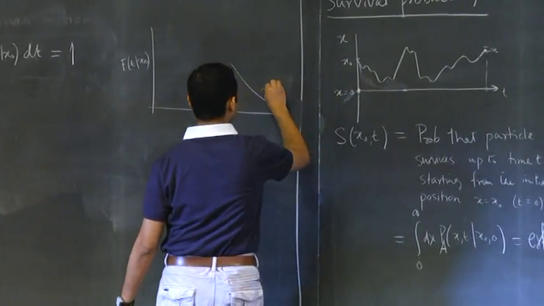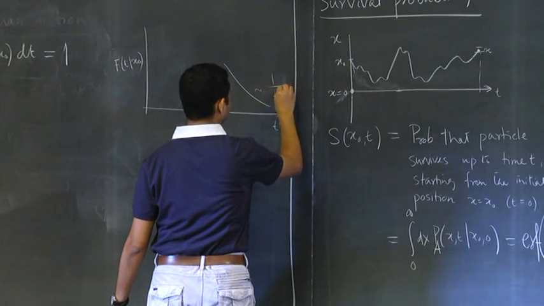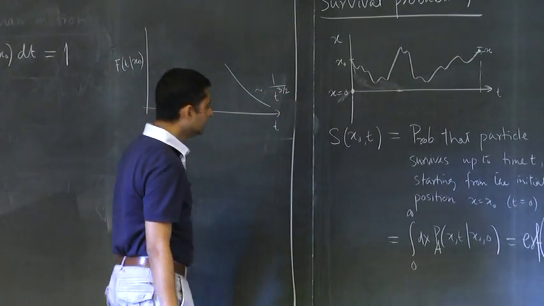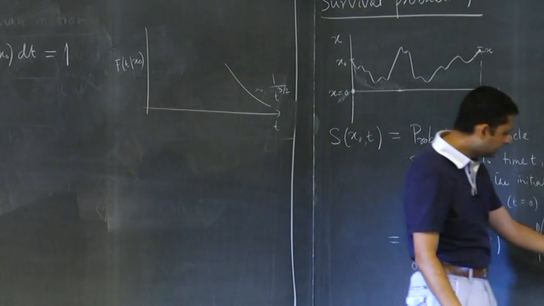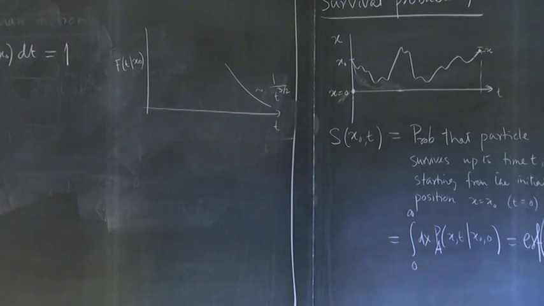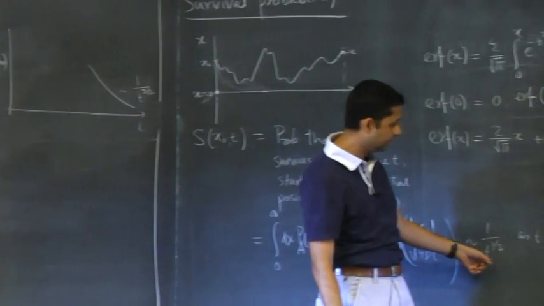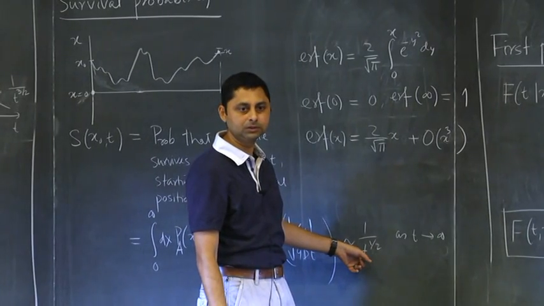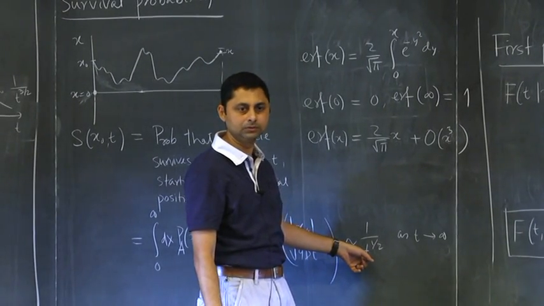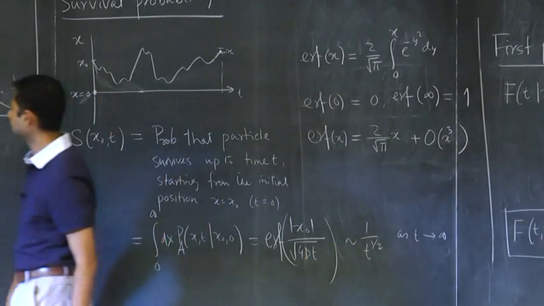something. So, this goes like 1 by t to the power 3 by 2, that you can even guess directly, because what we are doing is just the derivative of this one with respect to time, and for large time this is the answer. So, if you take a derivative minus of this thing, that gives you 1 by t to the power 3 by 2, right. So, this is this behavior.